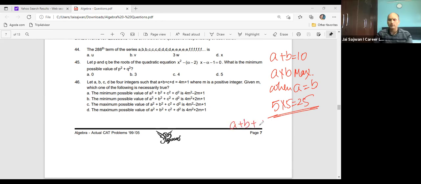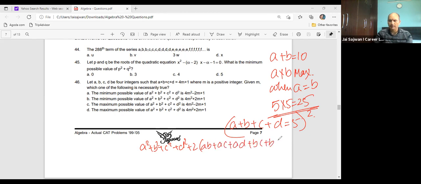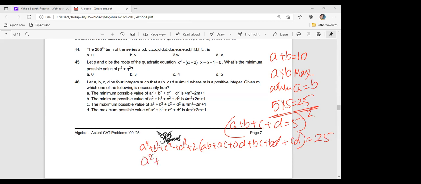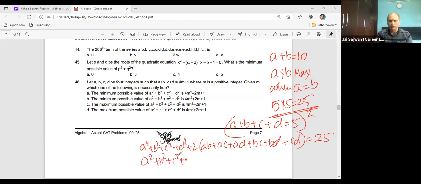Now there are 4 values which are given. If you square on both sides, A square plus B square plus C square plus D square plus twice of AB, AC, AD, BC, BD, CD is equal to 25. Is it clear? Yes, sir. So A square plus B square plus C square plus D square is equal to 25 minus twice of these values, the sum of the product of the two values here.